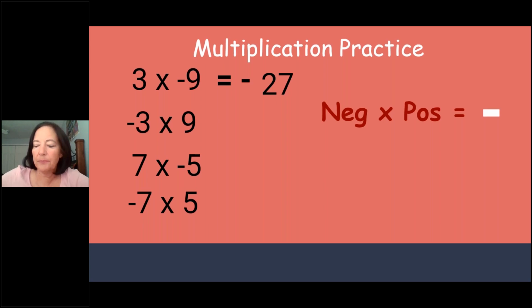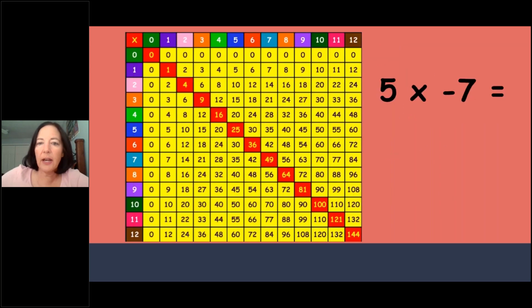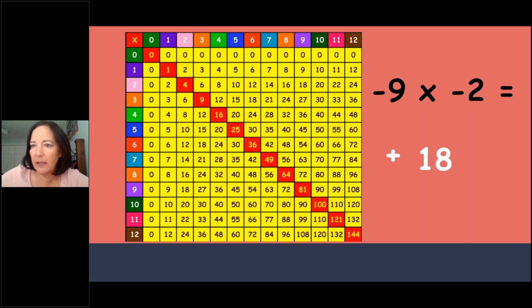Negative 27 still, right? Perfect. That's exactly right. Okay. Positive 7 times negative 5. Negative 35. Perfect. And negative 7 times positive 5. Negative 35. That's perfect. And Brianna, I think you're just about caught up with us. I had some other practice, but I think you've got it pretty well.